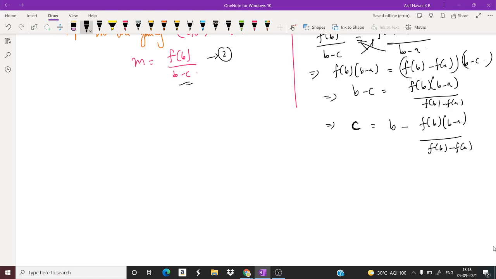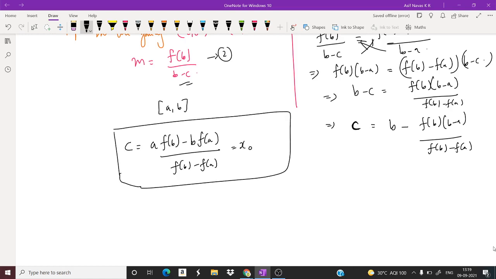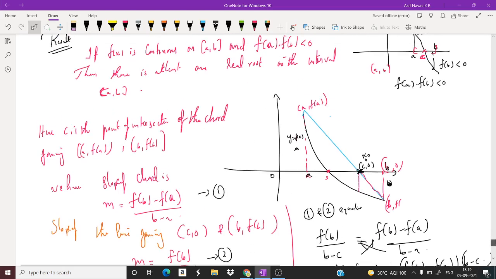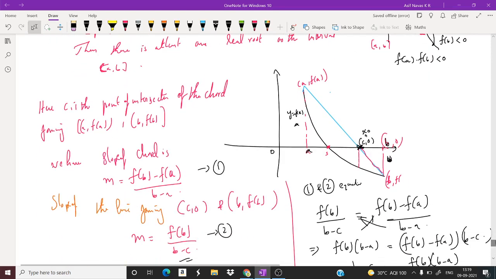If we simplify this, you will get c equal to a into f of b, so the interval is ab, a into f of b minus b into f of a divided by f of b minus f of a. So I am taking this as the first approximation. So x naught is this.